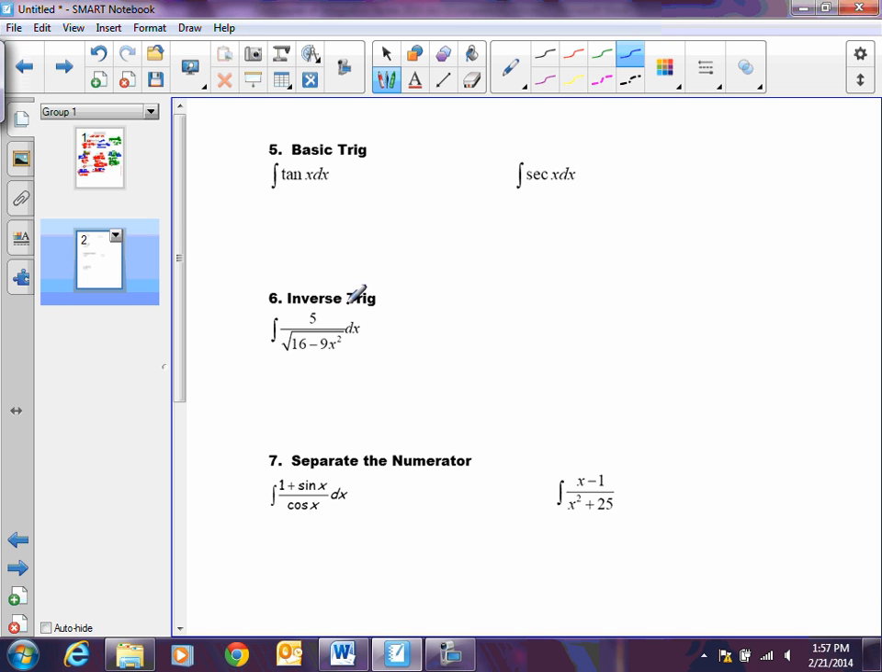So what's the derivative of sine? Cosine. What's the derivative of cosine? Good, negative sine. What's the derivative of tangent?